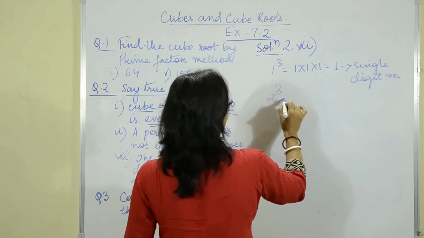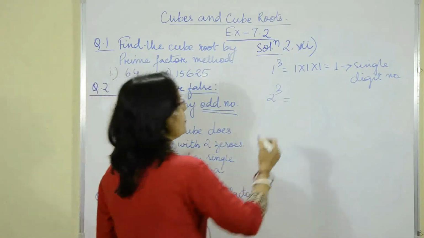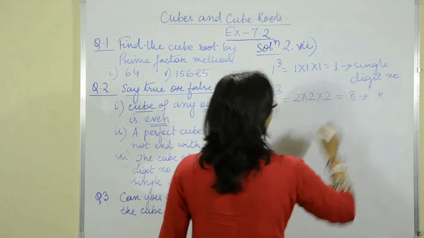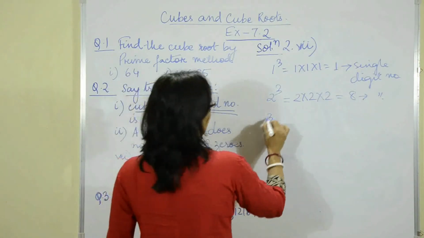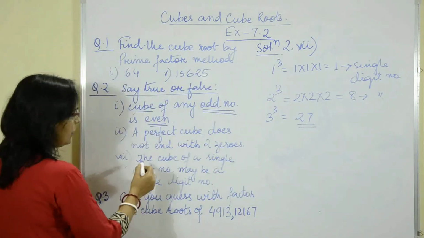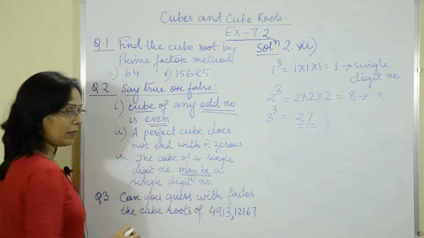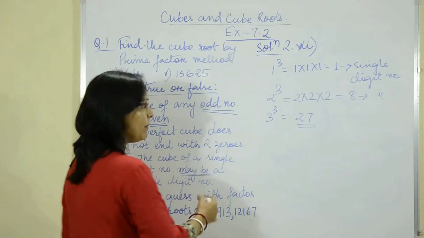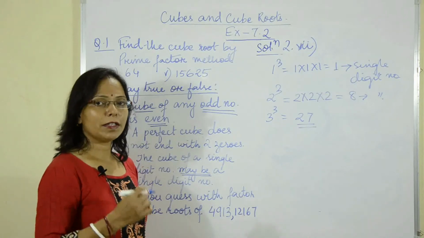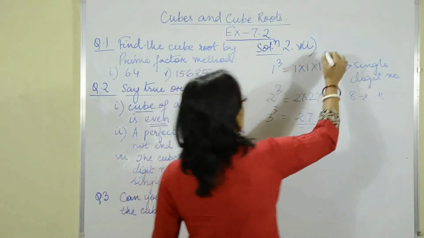Say 2. Here they are not mentioning whether the number is odd or even. So I have taken 2. 2 cube is 8. This is also a single digit number, right. Now 3 cube is a double digit number. It is 27. Now what the statement is: the cube of a single digit number may be a single digit number. Here there is a difference in the statement. It may be, it may not be. It is not under compulsion that a single digit number cube will be only a single digit number. It may be a single digit number, yes.